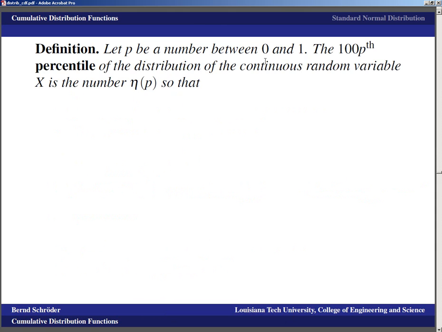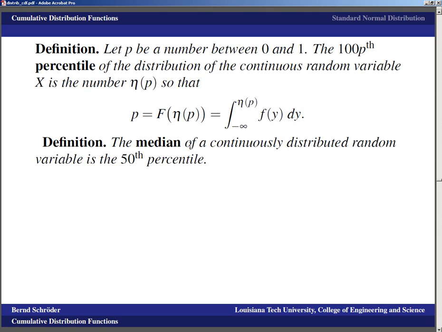If we have a number p between 0 and 1, then the 100p-th percentile of the distribution of the continuous random variable X is the number eta of p, so that p is equal to F of eta of p, which is equal to the integral from negative infinity to eta of p of the density function. Okay, so what does that mean? Basically, eta of p is the cutoff, so that probability p for this process lies to the left of eta of p, and the median of a continuously distributed random variable is the 50th percentile, and that's often denoted mu tilde.